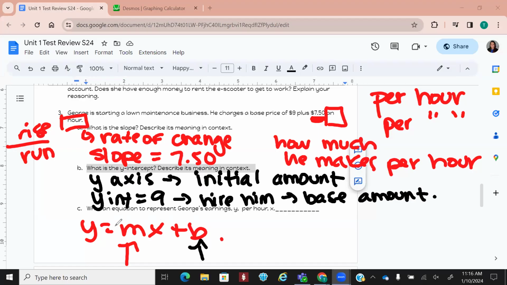I'm going to give you a second. So part C says write their equation. You told me that slope was M and B was my y-intercept. So I'm going to take those numbers that I just found and plug them in. So y equals 750x plus 9.